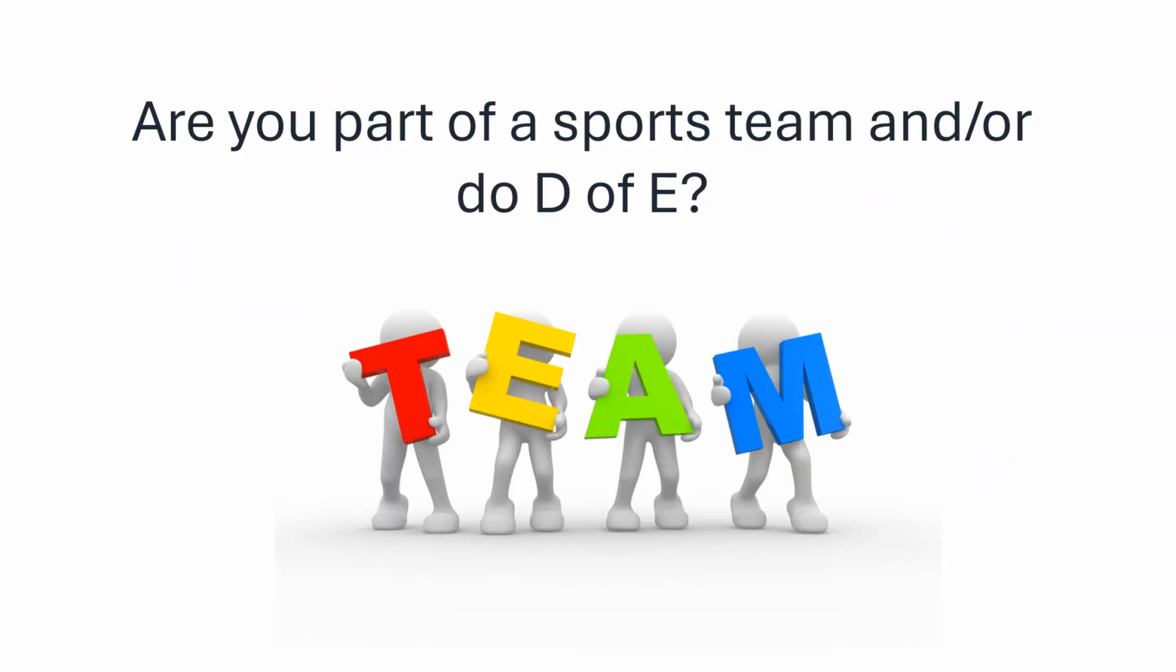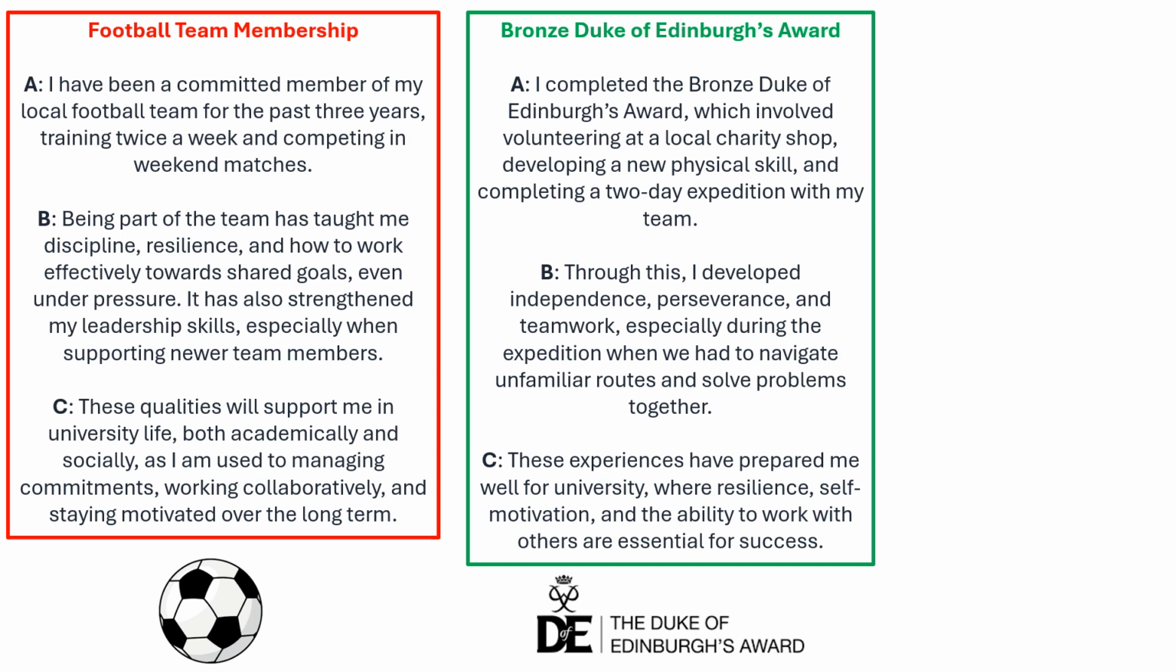You might be part of a sports team or do D of E. Again, some excellent activities to write about in section 3. So if you are on a football team, for instance, you can discuss that you're a committed member, you've completed training twice a week, you've competed in matches. You can discuss the benefits that you've gained from that. So for instance, discipline, resilience, teamwork, and then don't forget to link that either back to the course that you're applying for or the apprenticeship. So talk about how those qualities will support you either at university or in your apprenticeship.